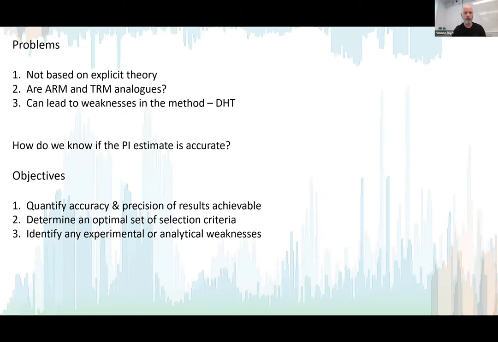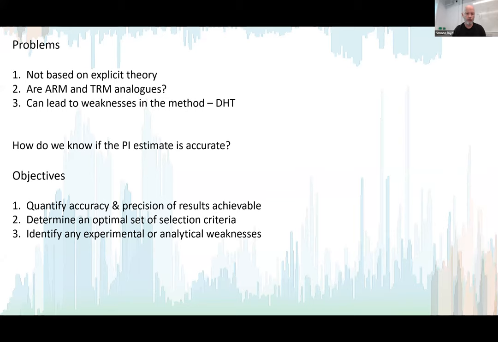And so there are problems with this method, which stem from it not being based on explicit theory, such as the Thellier method. And so we don't really know whether ARM and TRM are analogs of each other within a sample, or certainly if they respond in the same way to alteration. And so this can lead to weaknesses in the method, particularly with the double heating part, because it's relied on quite heavily. And really it only provides a snapshot of what is otherwise a complicated alteration process. So how do we really know if the estimate that we get is accurate?